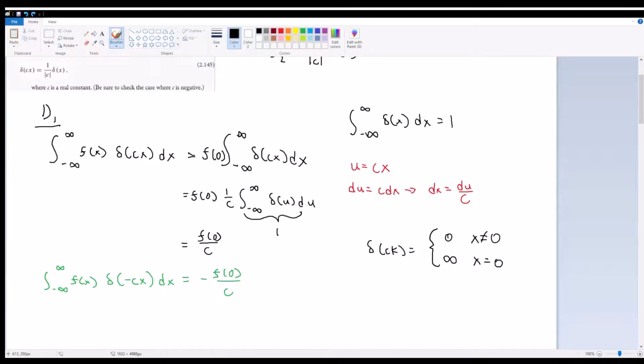So what we have to do to resolve this issue is take the magnitude of c instead. So what we actually say, instead of f of 0 over c, is that this resulting expression has to equal f of 0 over the magnitude of c. And we do this, once again, to resolve this issue of the Dirac delta giving us a different answer when c runs negative, which it should not do, because once again, Dirac delta of cx is effectively mathematically identical to Dirac delta of negative cx.